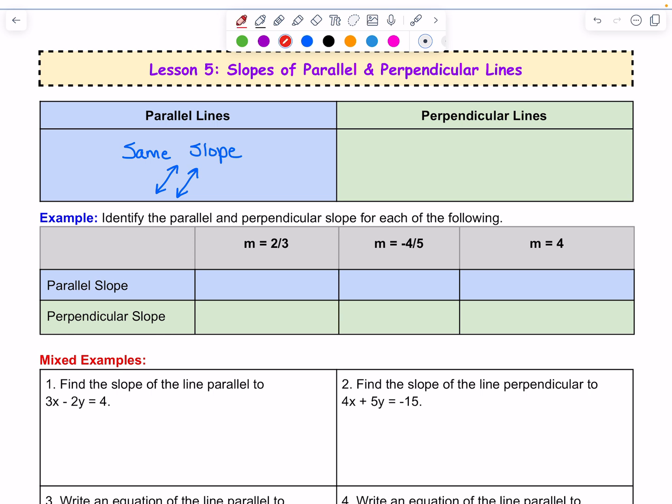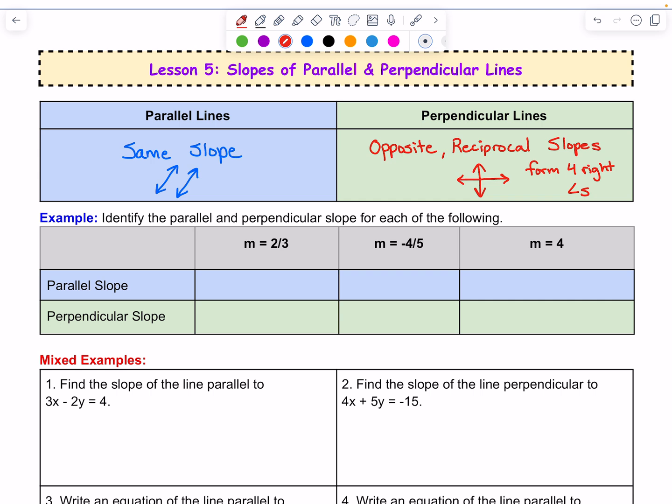Where perpendicular lines have what we call opposite, because the signs change, and they are reciprocals of each other. So they have opposite reciprocal slopes. And these lines look like they cross to exactly form 4 right angles. So they form 4 right angles when you have perpendicular lines. But we're focused on their slopes right now in these notes.